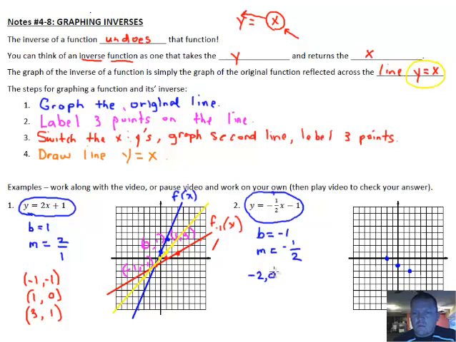I have (-2, 0). I have, my son sneezing in there.